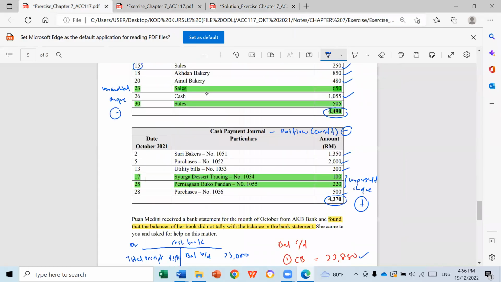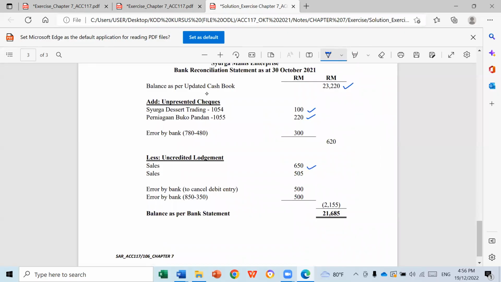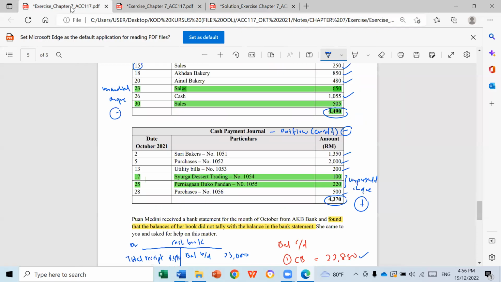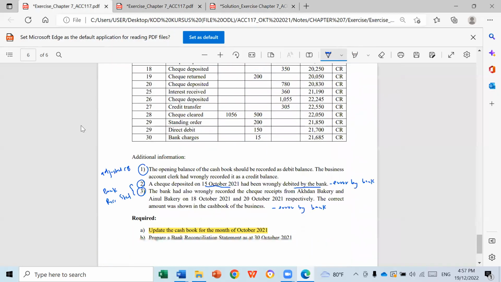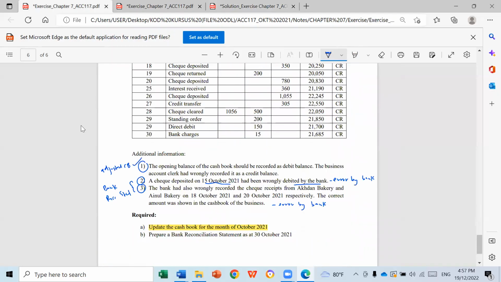Okay, we have two checks here. Sales on 23rd and sales on 30th, 650 and 505 ringgit. Okay, we are done with this. Next is to cater for error. Okay, we have cater error number 1. We already adjust in the cash book. Now we have to adjust the error made by the bank in the bank reconciliation statement.